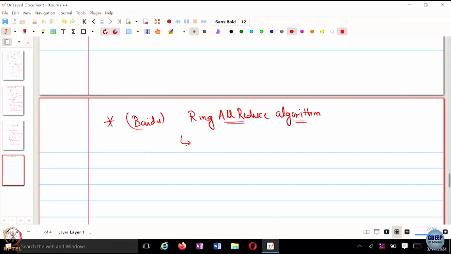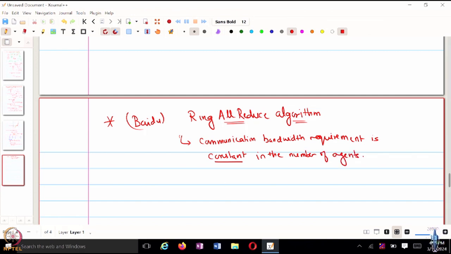A particular advantage of this algorithm is that the communication bandwidth requirement is constant in the number of agents, which is a significant thing. No matter how many agents you add in the network, the bandwidth requirement is going to be constant, and also there is no centralized server.